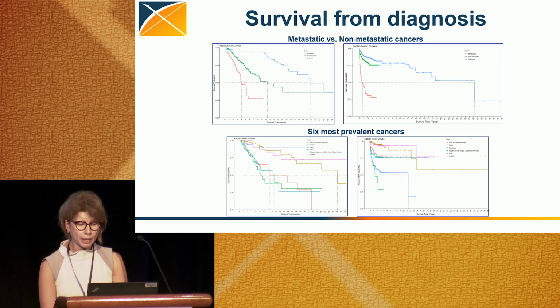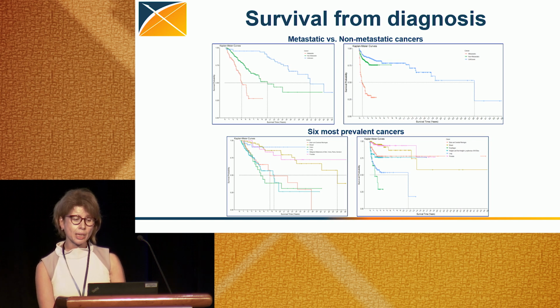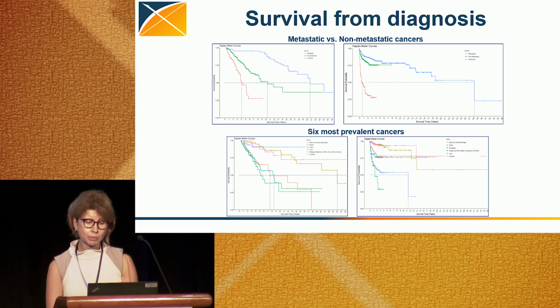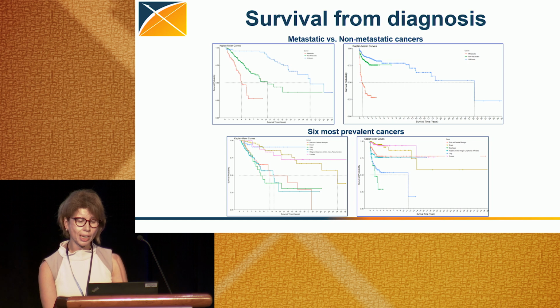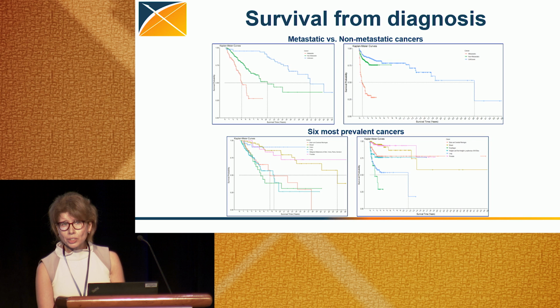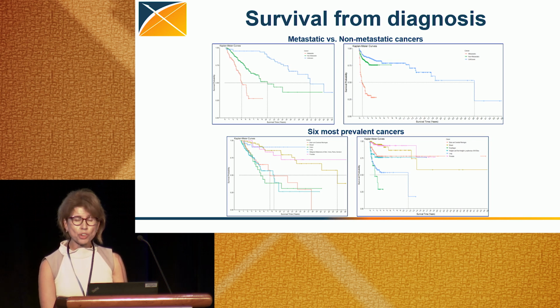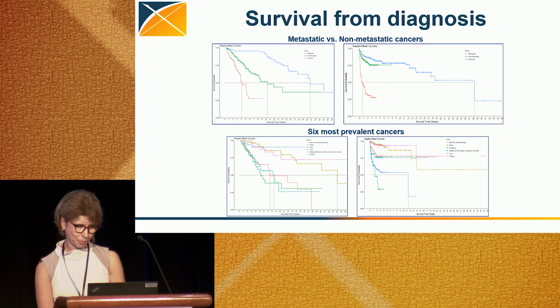It's survival from diagnosis, stratified by metastatic versus non-metastatic cancers, and then showing 6 most prevalent cancers in those cancer registries. And although it's not a rigorous scientific study, the trends that we expected, like a striking difference in survival between metastatic and non-metastatic cancer, are there.